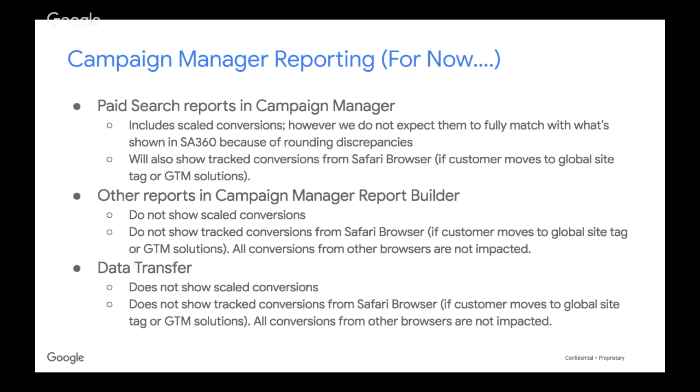In terms of reporting, you'll see a mismatch at the moment. So within search, within SA360 reports, we include the modeled conversions. And in Campaign Manager, in the paid search reports, you should see pretty much the same. So it'll include scaled conversions where we don't expect them to match 100% because of some rounding. And you'll also see the tracked conversions once you've implemented one of the solutions.